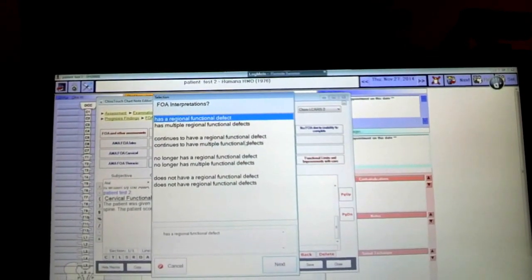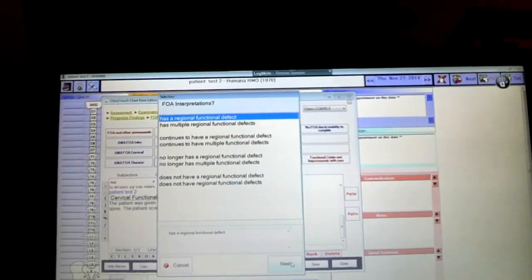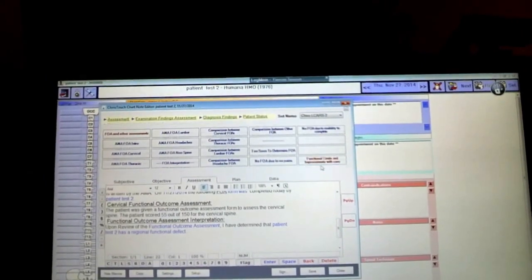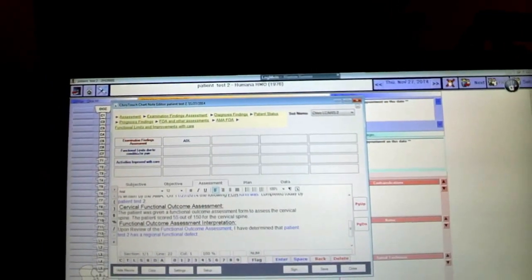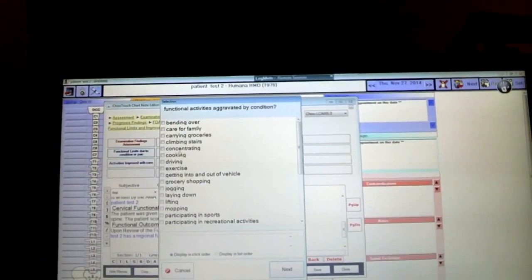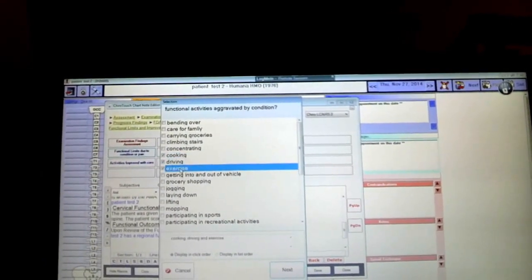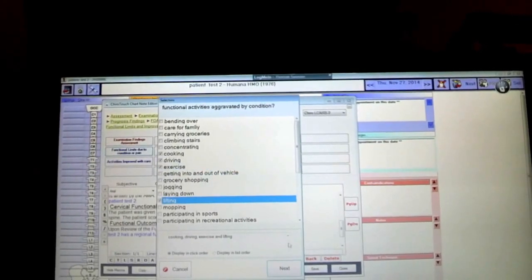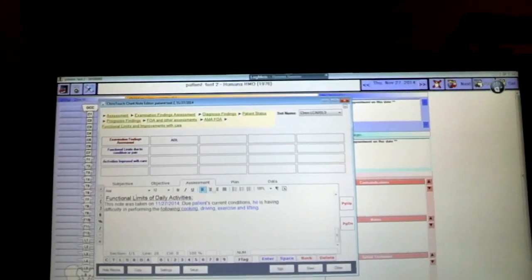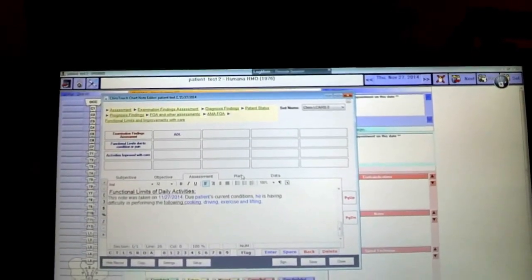We can change this to continues or no longer has, as the condition continues, and we do an update exam on this individual. We can do functional limitations, limitations due to their pain. So we can say that on this date today they have problems with cooking, driving, exercising, and lifting due to their neck pain, and these are going to be some of our goals to try to increase their functional limits of activity of daily living.